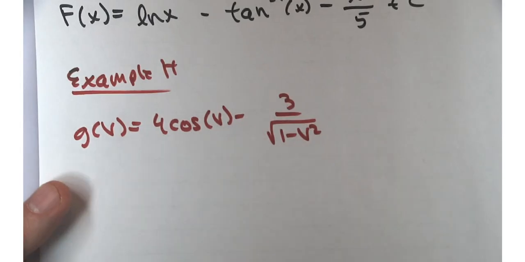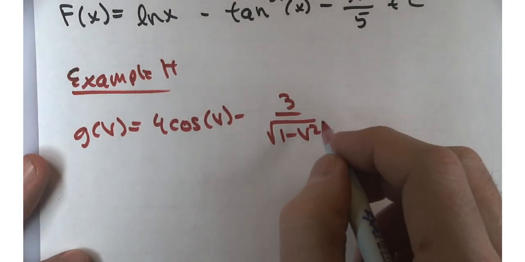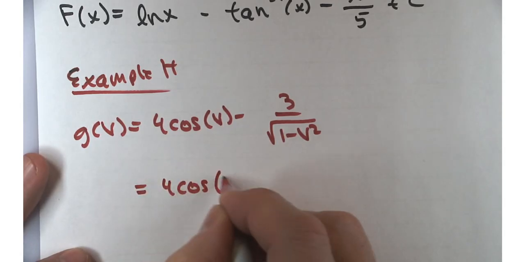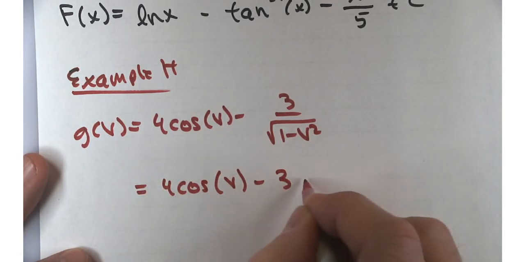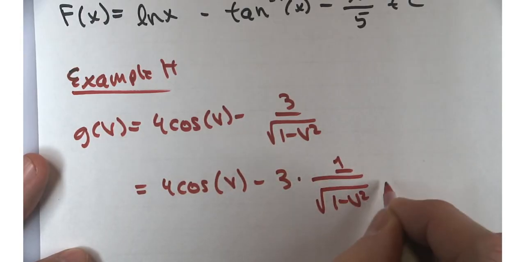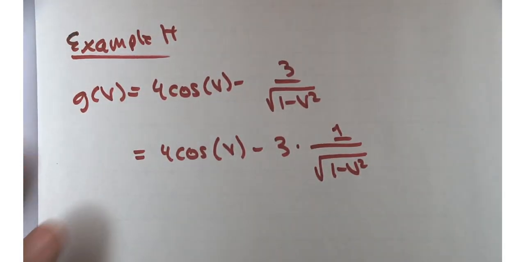Now, as far as differentiating or finding the antiderivative of this is concerned, one thing you could do for yourself is write that as minus 3 times 1 over the square root of 1 minus V squared. That might make this part a little bit easier to recognize. So it's going to kind of depend on you. But let's take a look back here.